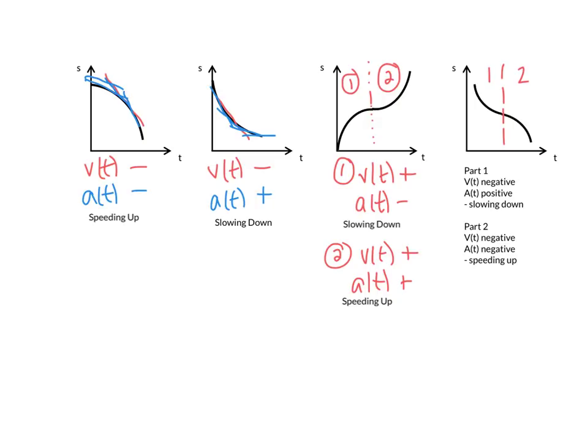So for part one, we have velocity that's negative, acceleration that's positive, so we're slowing down. They have opposite signs. And for part two, our velocity and our acceleration are both negative, so that means because they both have the same sign that they are speeding up.